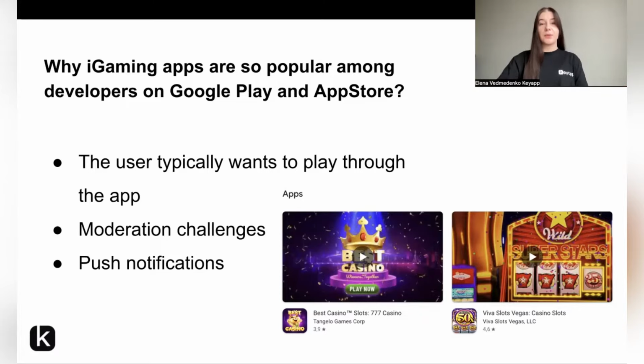Also, it is about the moderation challenges connected with advertisement accounts, for example, on Facebook. It is easier to work with a link to the application rather than a direct link to the website, for example. And of course, it is about push notifications. If the user downloads your application, in the future you have the possibility to send push notifications and in such a way to increase the user retention rate.